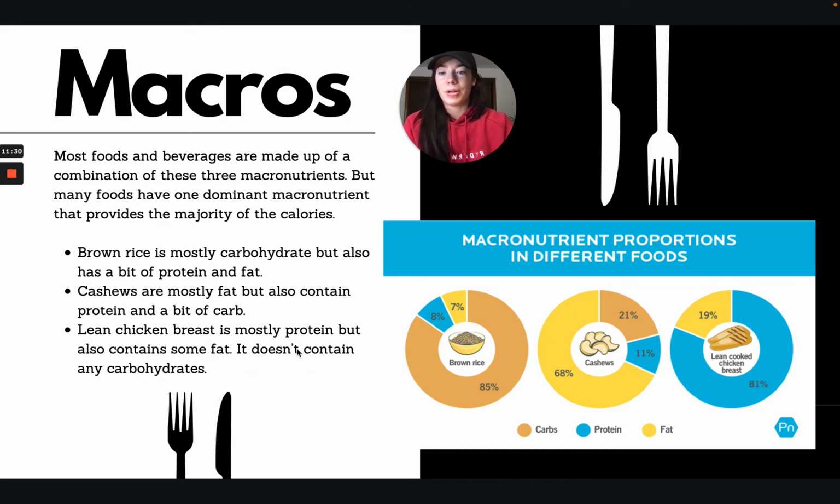Next, lean chicken breast is mostly protein, but most protein comes with fat, and it doesn't contain any carbs. So you'll see over here, cooked chicken breast, 81% of calories comes from protein. So this is a good source of protein. And that's how you can kind of read your food labels and figure out what foods are a good source of what macronutrient.